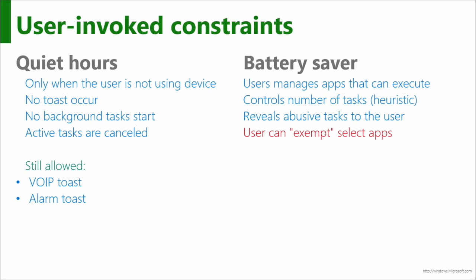Obviously, I can still get phone calls and I can still have alarms to wake me up. Thank goodness. You would want that. But it does mean that your background task will not start. And when you move into quiet hours, whatever time frame the user sets up, active background tasks are canceled as well. It's really meant to make sure the device battery lasts through the night so it can wake you up in the morning. That's also part of the use case.